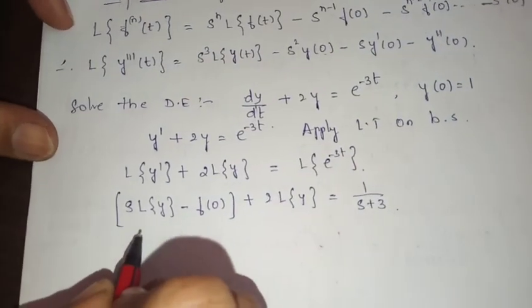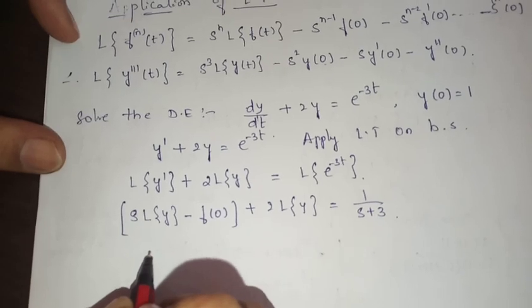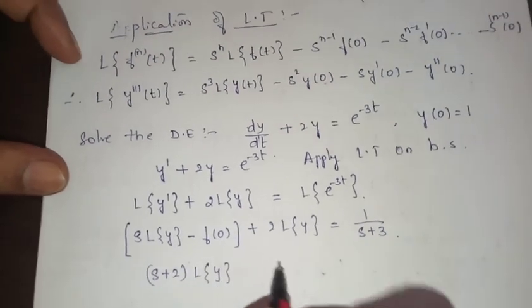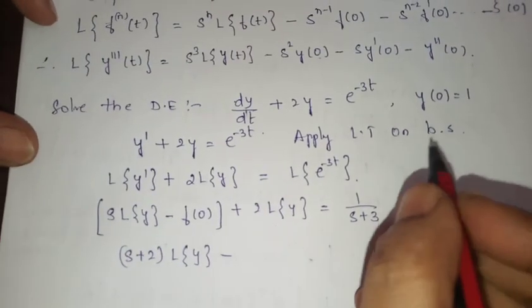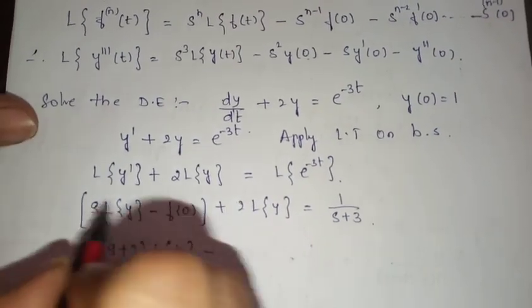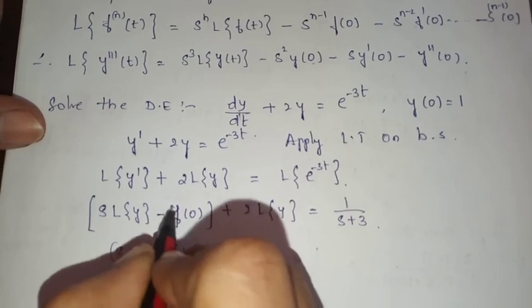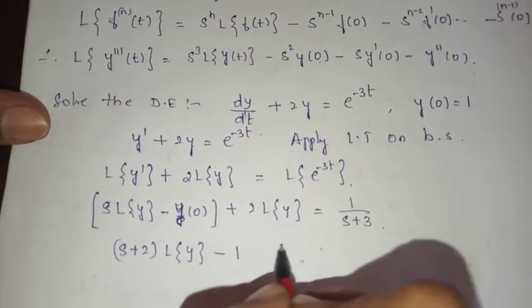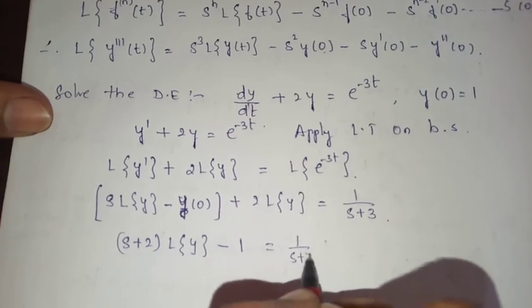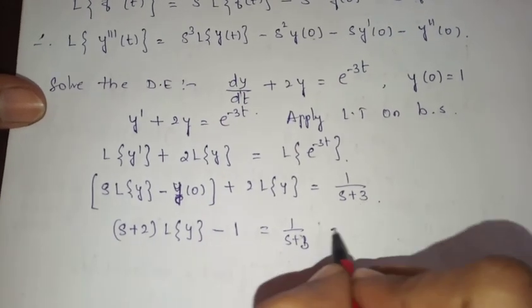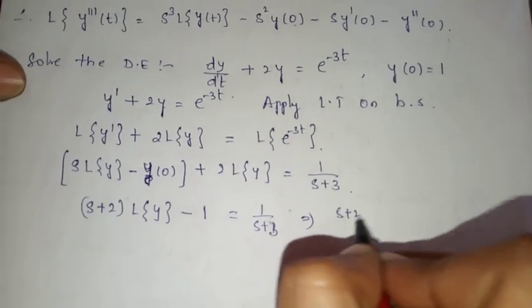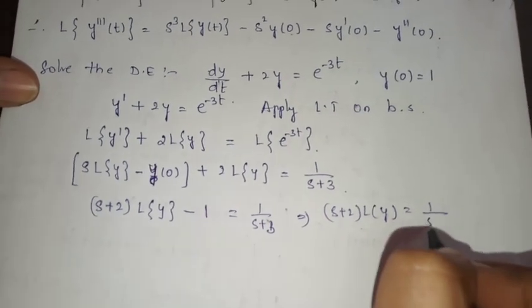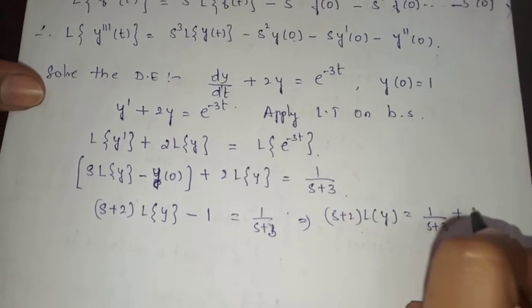So here you can collect Laplace transform of y terms together. This will be s plus 2 into Laplace transform of y minus y of 0. Sorry, here the function is y, not f. And y of 0 is 1 here. Minus 1 equal to 1 by s plus 3. This implies s plus 2 into Laplace transform of y is equal to 1 by s plus 3 plus 1.